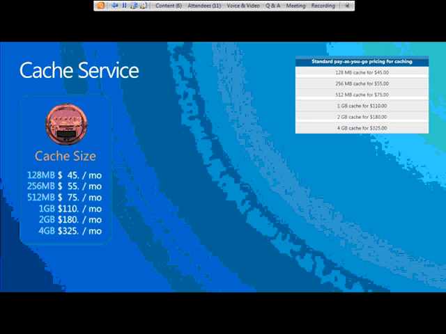Cache service, which was released this year, gives you 6 different sizes of cache, 128 megabytes up to 4 gigabytes, and charges ranging from $45 to $325 per month. We don't have bandwidth listed here because you typically consume this from within the cloud, and bandwidth charges only apply when you're crossing in or out of the data center.